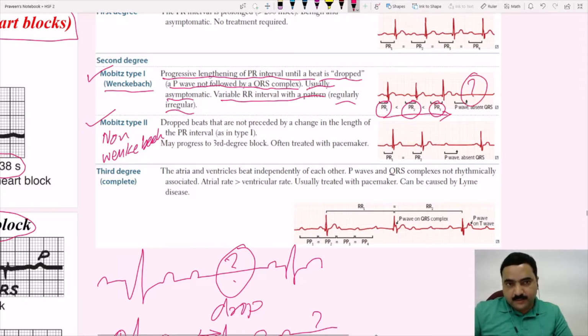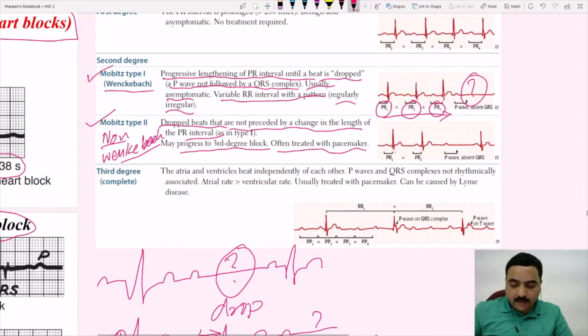Whereas in the non-Wenckebach, please be careful with Wenckebach, because that is the term mostly used in your exam. Don't forget the Mobitz name as well as the Wenckebach name. Keep them in the brain. Here also there will be dropped beats that are not preceded by a change in the length of the PR interval. It may progress to third degree block, which is more common, and is often treated with a pacemaker.